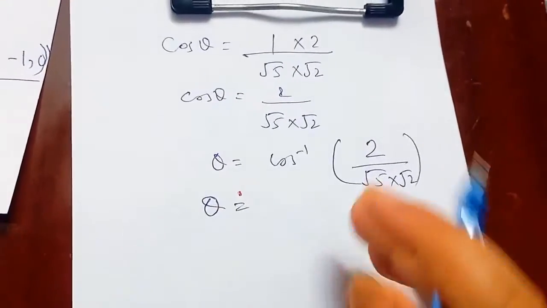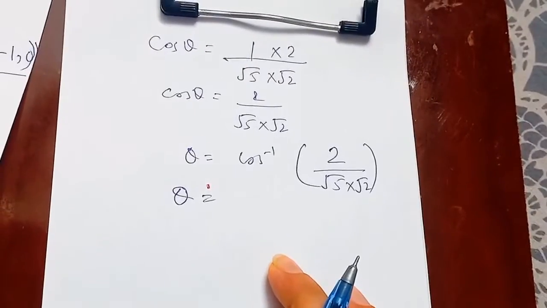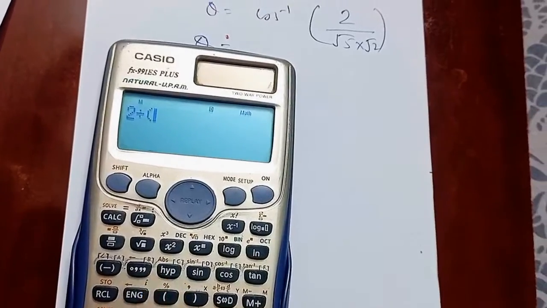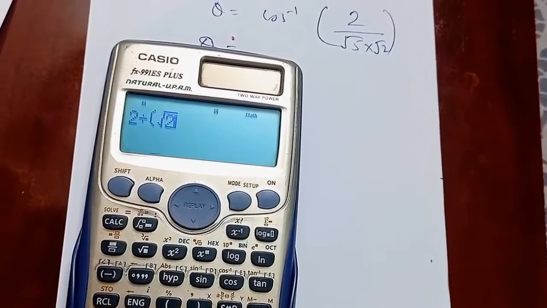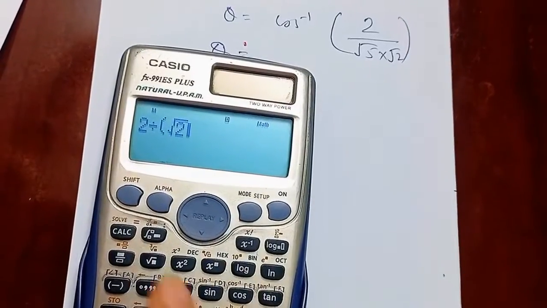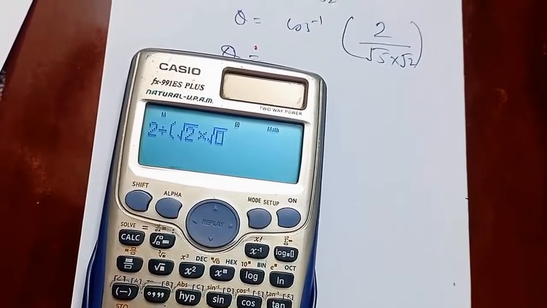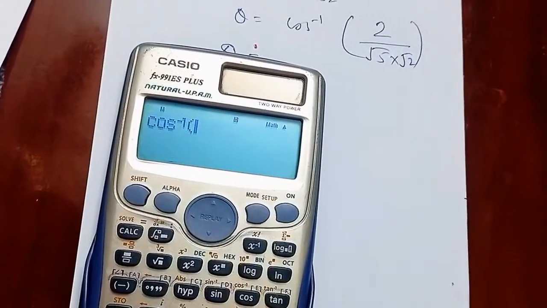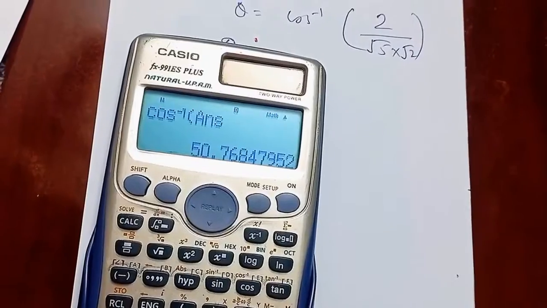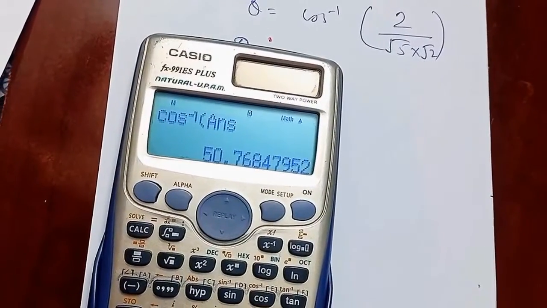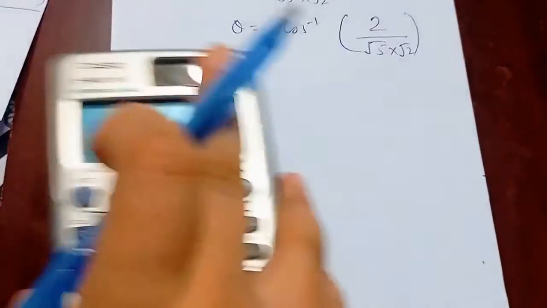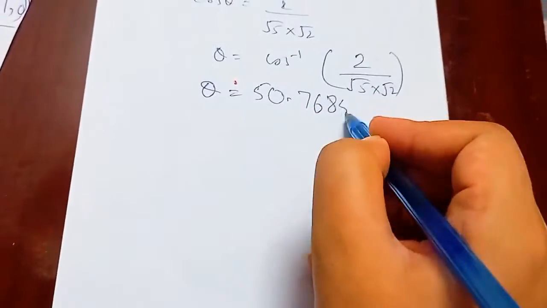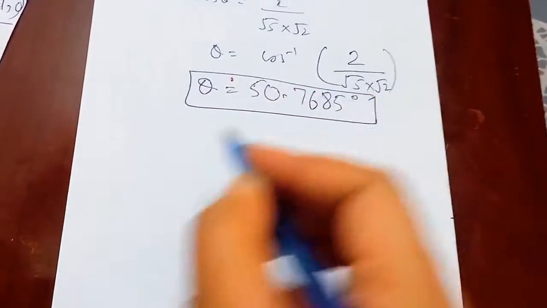Okay, let us calculate it using a calculator and see what the angle is. It's 2 divided by under root 2. Use brackets when we have multiple terms. Cos inverse of this thing, it's 50.76847952. This is accurately the angle, which is 50.7685 degrees. This is the angle here.